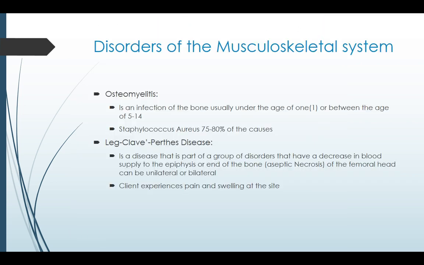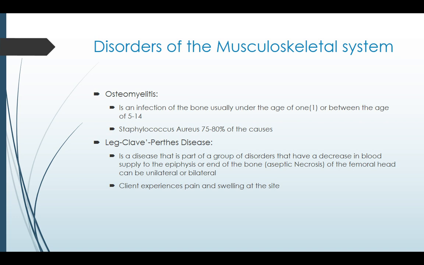Disorders of the musculoskeletal system. Osteomyelitis is an infection of the bone, usually under the age of 1 or between the ages of 5 and 14. It's caused by Staphylococcus aureus 75 to 80% of the time.